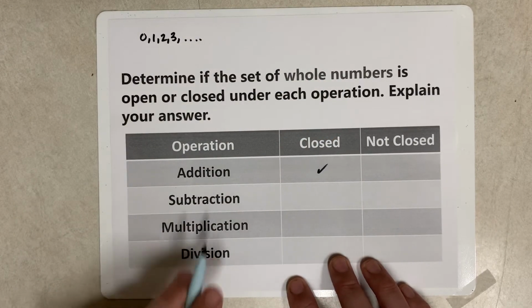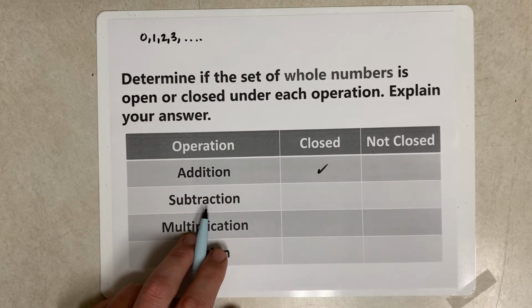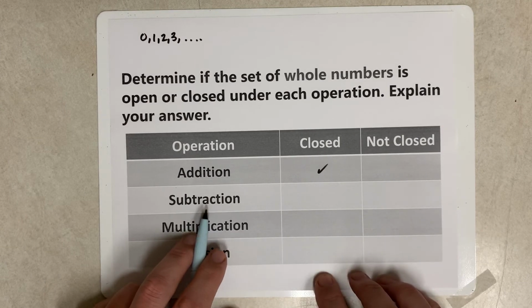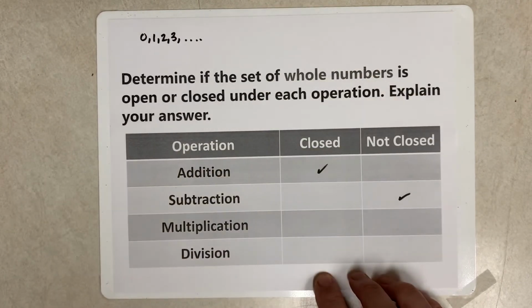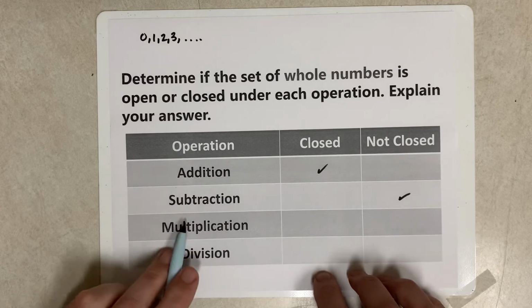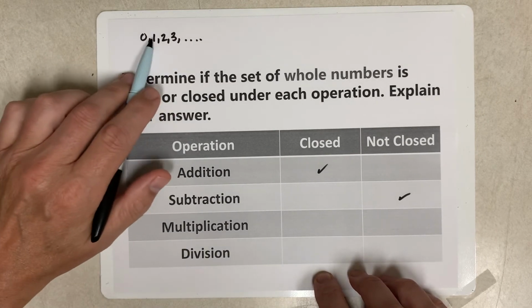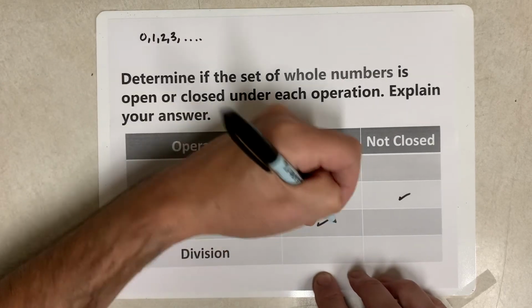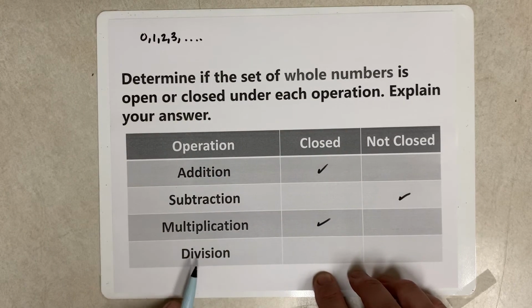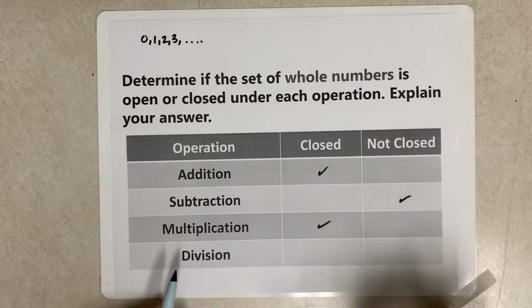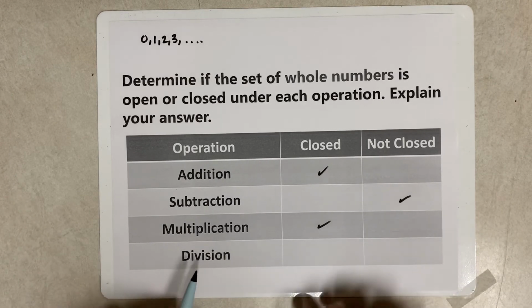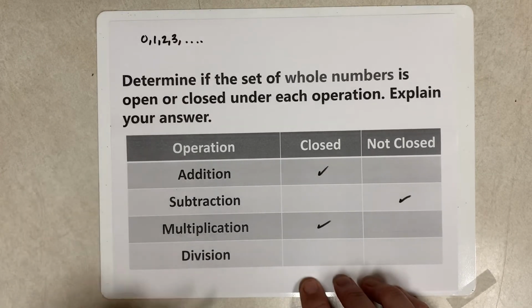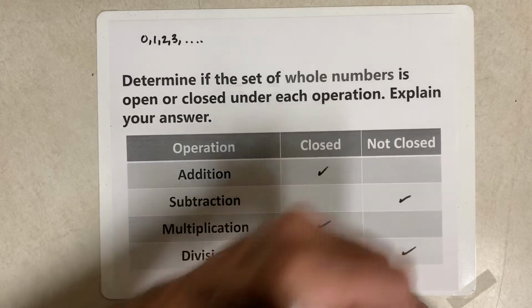If you subtract, we're going to have the same problem we had before with natural numbers. You're going to get negatives. Not closed. If you multiply any of these together, you're going to get another whole number. Closed. Division, we're going to have the same problem we just had with natural numbers. 1 divided by 2 is still 1/2, and you're still outside the set of whole numbers. So it's going to be not closed.